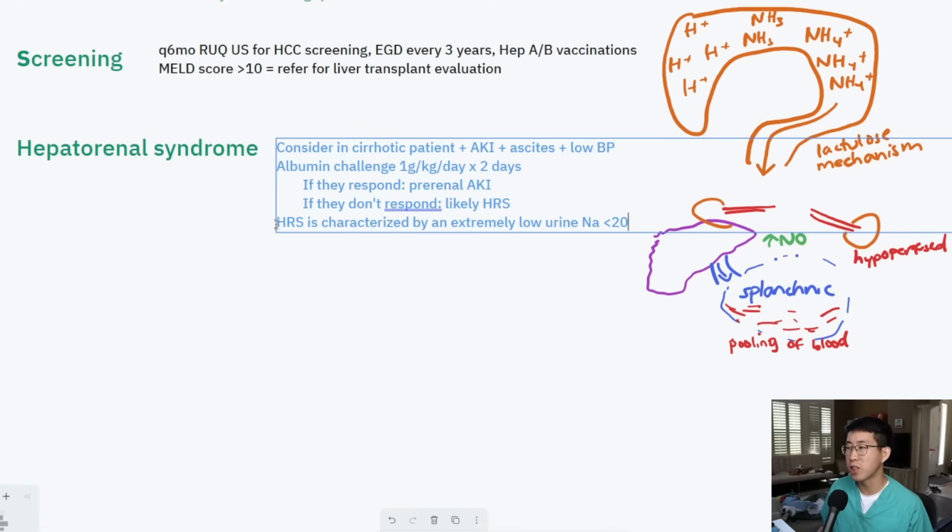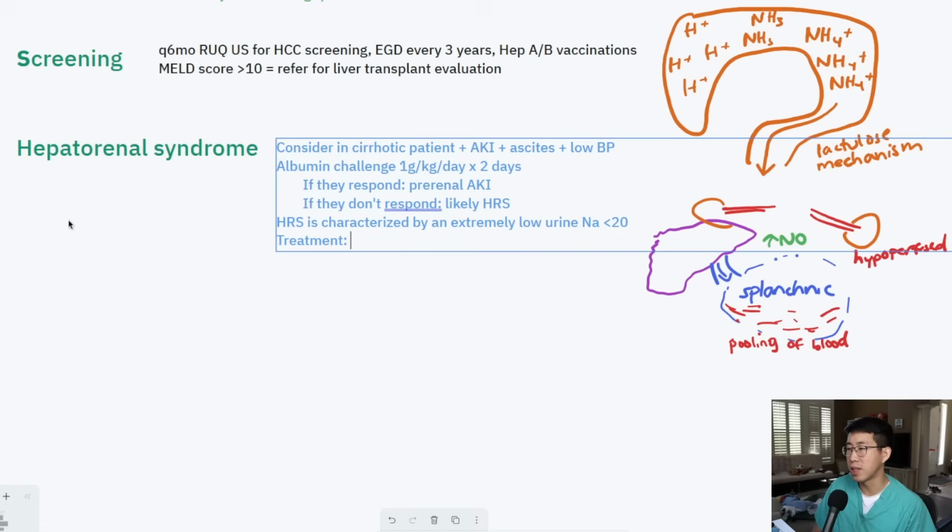And the reason I want you to know this is because things that are intrinsic, like glomerulonephritis or ATN, are all going to have high urine sodium. And so another clue for hepatorenal syndrome is when you have a very, very low urine sodium, and this is often tested on board exams.